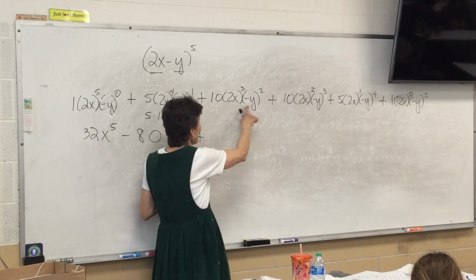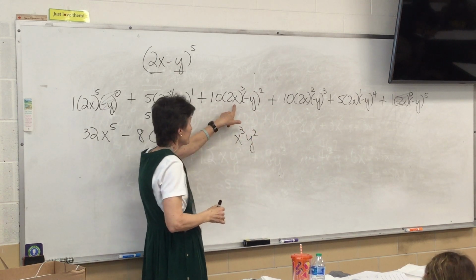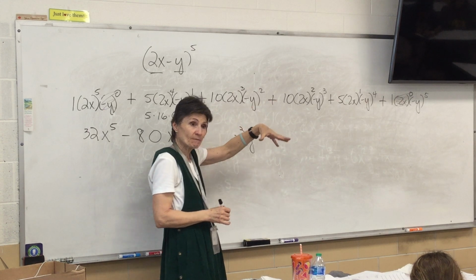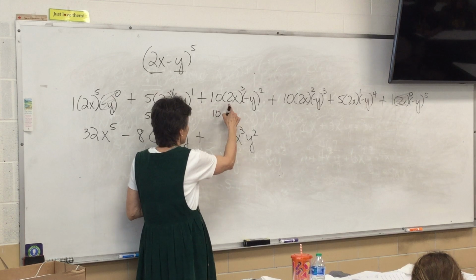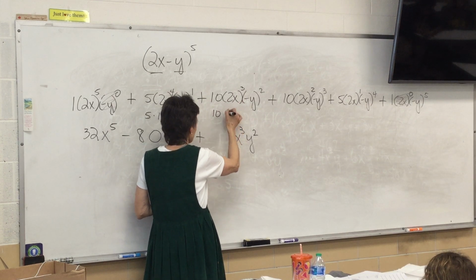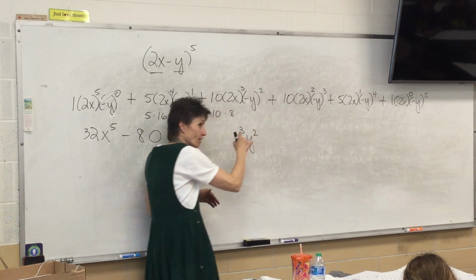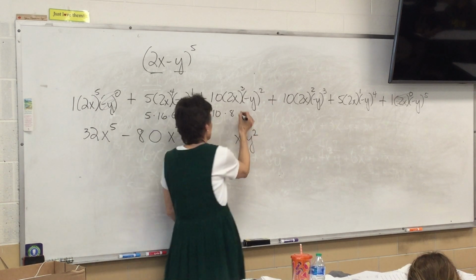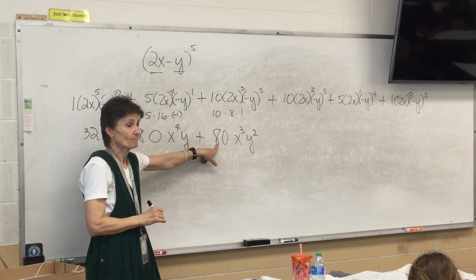Now I know my letters are going to be x cubed y squared. Would you agree with that? X cubed y squared? So I just need to figure out my coefficient. So I've got a 10. Now what's this? 8. That's 8. And now this is -1 squared. Well, -1 squared is just 1. So that's another 80, only it's positive this time.